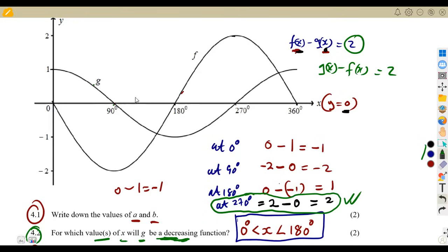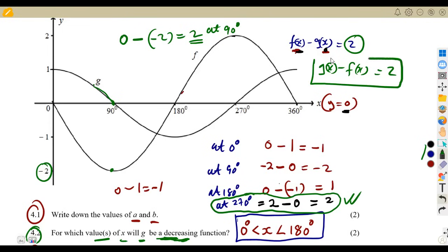So if they said g of x minus f of x is equal to 2, as you can see, our answer was going to be here, whereby g of x here is at what? It's at 0 minus f of x, which is at what? At minus 2. So 0 minus minus 2 gives us plus 2. So that was going to be at what? At 90 degrees. I'm saying if they said g of x minus f of x, your answer was going to be at 90 degrees. I don't know if there's any other answer, but I think that is the only answer you're going to have.